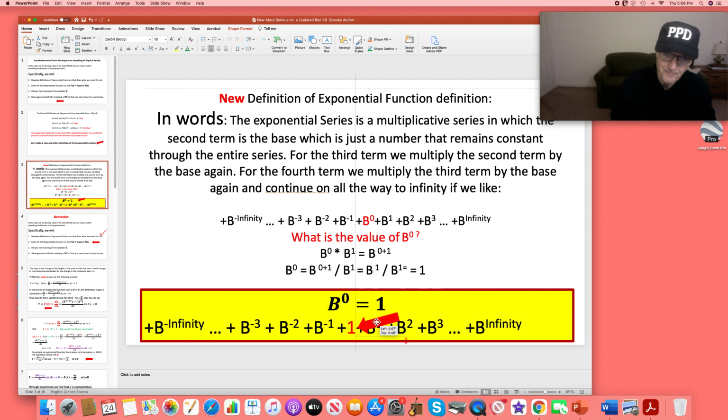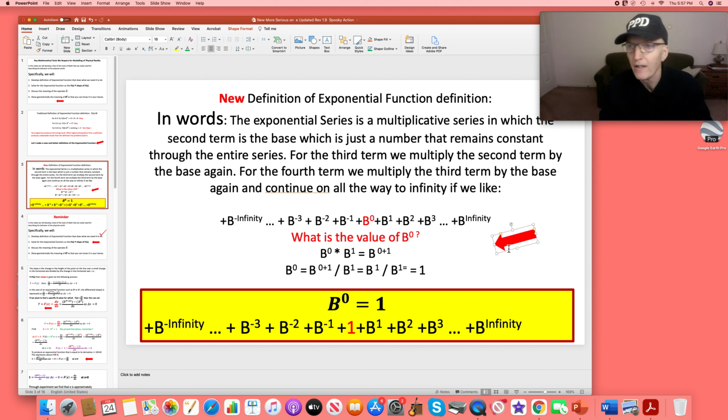And it starts at 1 in the middle, and then it goes plus b to the 1, plus b to the 2, plus b to the 3, and so on. This is the series. And on the other side, of course, b to the -1, b to the -2, b to the -3. Okay, so we basically derived that.